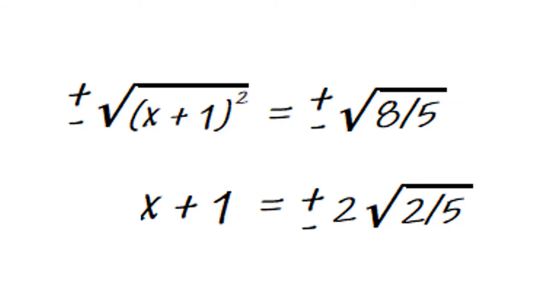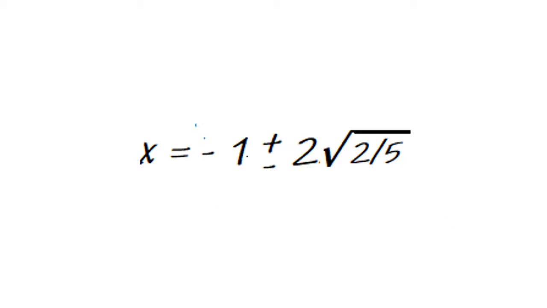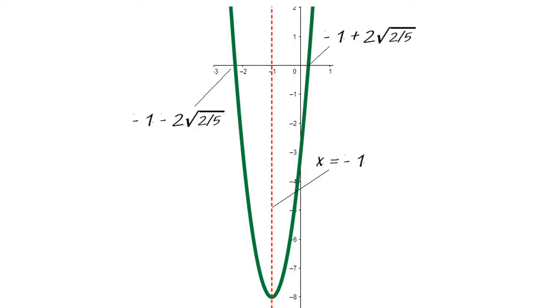Finally, we slide the plus 1 over to the right-hand side of the equation. This leaves us with the two roots. x equals negative 1 plus or minus 2 times the square root of 2/5. This format shows us that the vertical line down the center of the curve is at x equals negative 1. The roots are 2 times the square root of 2/5 to the left and the right of this line.